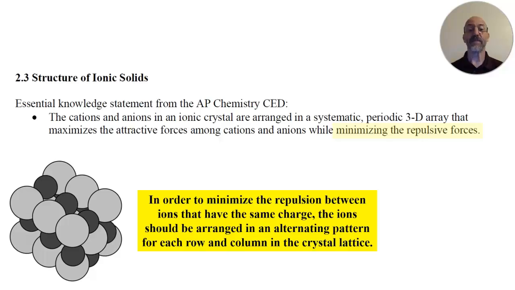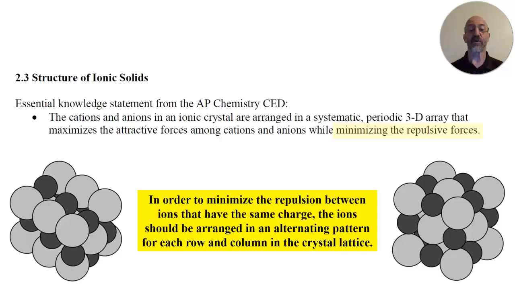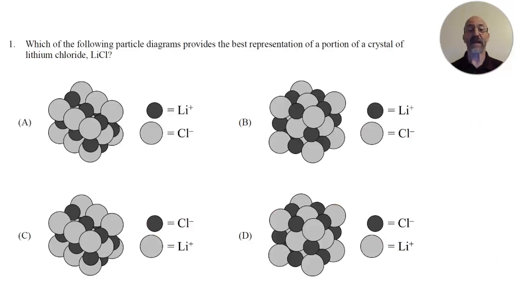In order to minimize the repulsion between ions that have the same charge, instead of arranging the ions in rows, as you can see in this particle diagram on the left, the ions should be arranged in an alternating pattern for each row and column in the crystal lattice, as you can see in the diagram on the right. So based on this information, let's go ahead and eliminate choices A and C. There'd be too much repulsion between ions of the same charge.